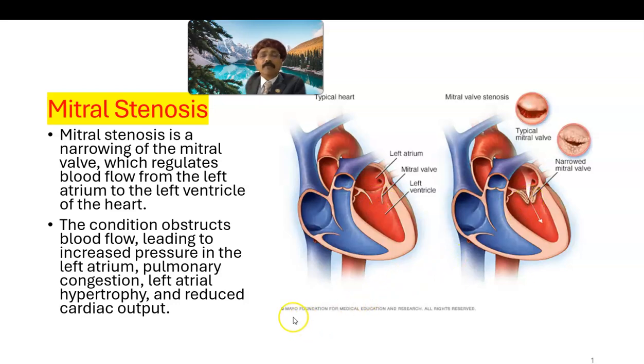This is an image from Mayo Foundation. It shows the narrowing or stenosed mitral valve. So flow of blood from the left atrium to the left ventricle is obstructed. It shows here the narrowed mitral valve. Here is a typical mitral valve. This is the narrowed mitral valve, and our case is mitral stenosis. There is narrowing of the left atrioventricular opening, or mitral valve opening.